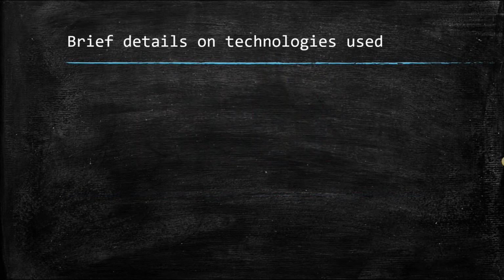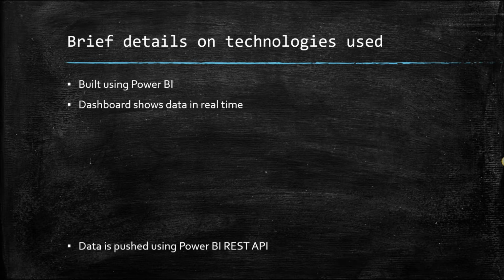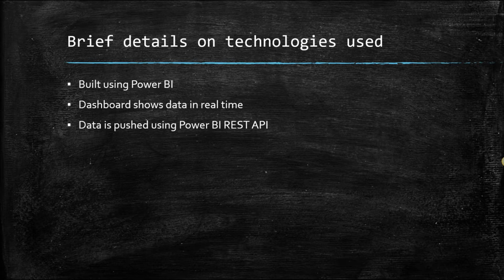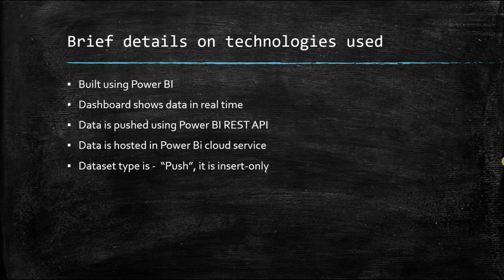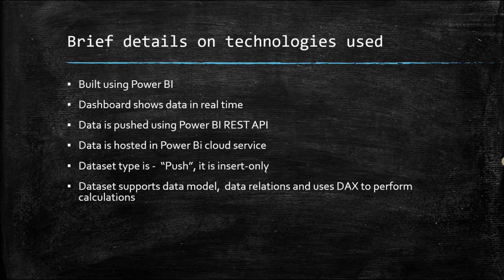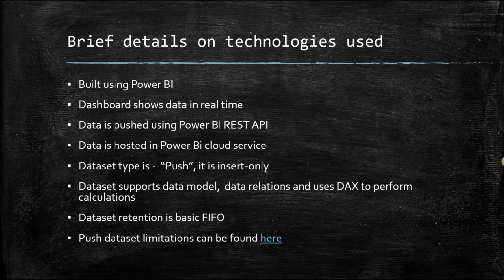So brief details on technologies used. It's built using Power BI. Its dashboard shows data in real time, as I just said. Data is pushed using Power BI REST API. Then data is hosted in Power BI Cloud Service. Dataset type used is called push. It's an insert-only dataset. It supports a data model, data relations, and DAX calculations can be used to perform calculations. Dataset retention is basic FIFO. And of course, there are some limitations, and you can read more about them under the link below.